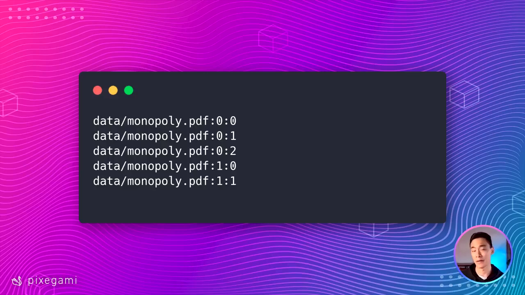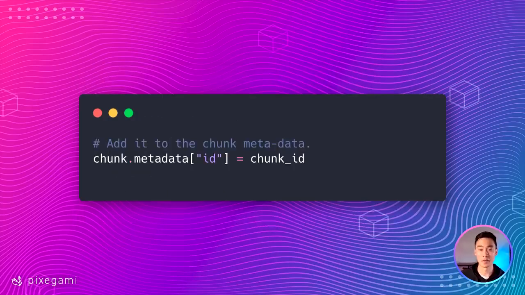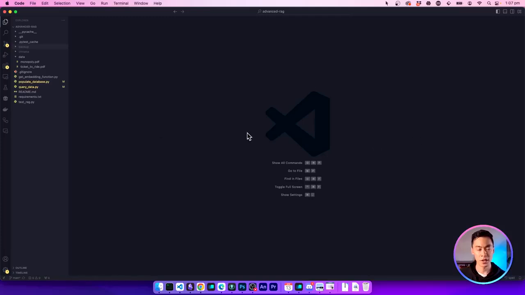Each chunk is now guaranteed a unique and deterministic ID. Let's add it back into the metadata of the chunk as well so we can use it later. Now, if we add new PDFs or add new pages to an existing PDF, our system will have a way to check whether it's already in the database or not. So let's hop over to the code editor and see this in action.